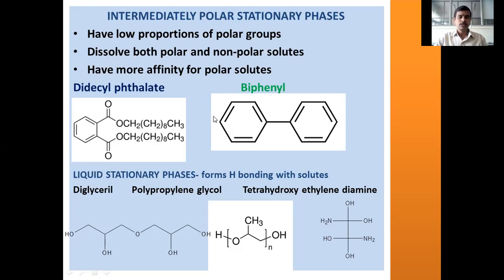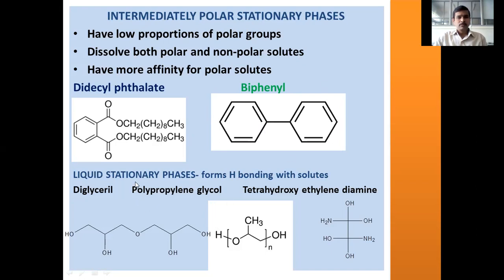When you introduce a group of solutes which are polar and non-polar into the chromatographic column having this liquid stationary phase, polar solutes will be retained in the column for a longer time, but non-polar solutes will be eluted first. After the non-polar solutes elute, intermediately polar solutes will be eluted. So this is the order of elution when we use these intermediately polar stationary phases.